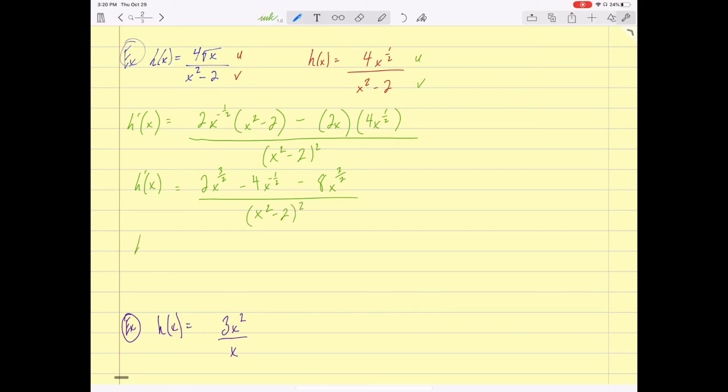And I can do one thing to clean that up a little bit. So I can combine those x to the 3/2. So you'd have a negative 6x to the 3/2 minus 4x to the negative 1/2 over x squared minus 2 squared.